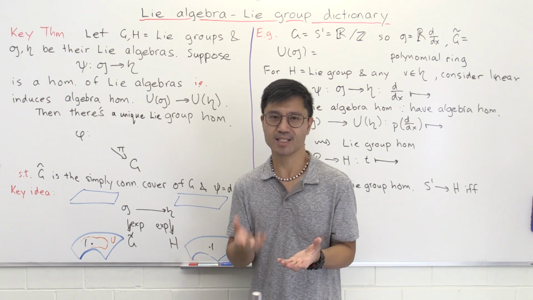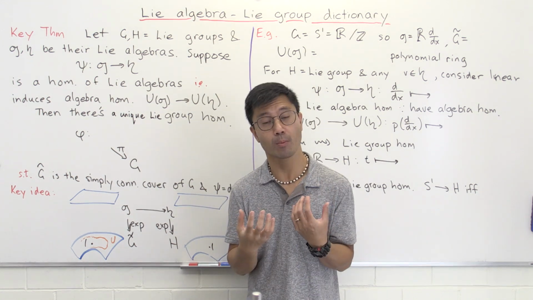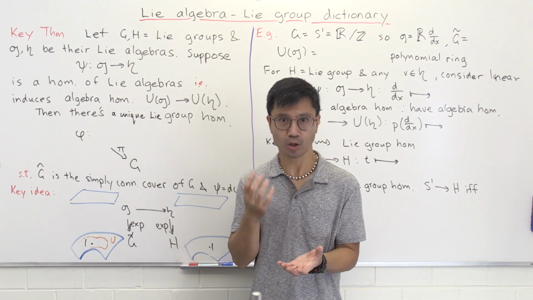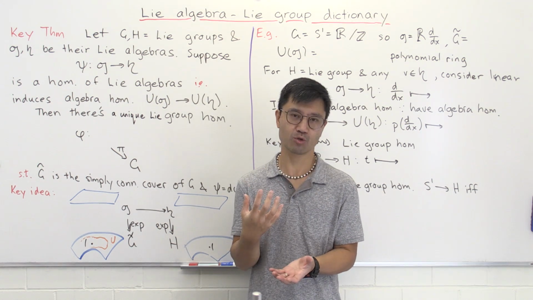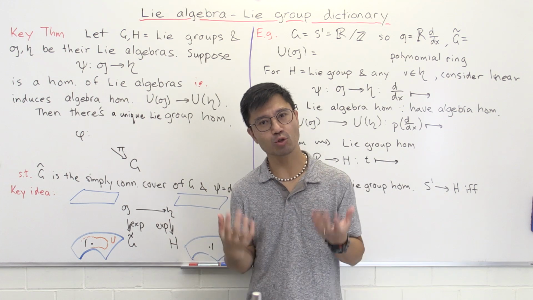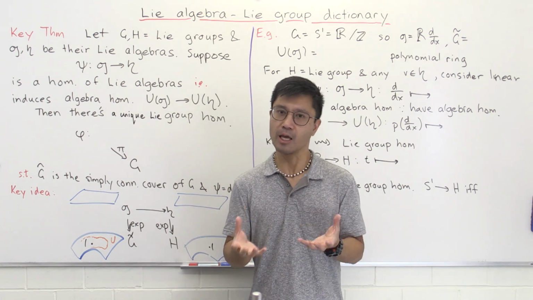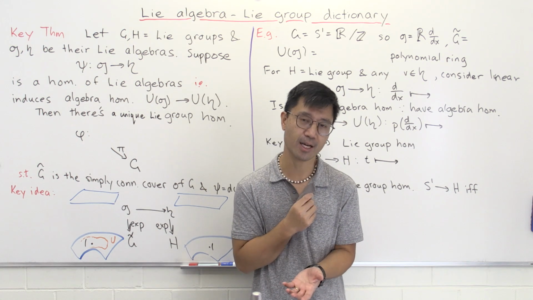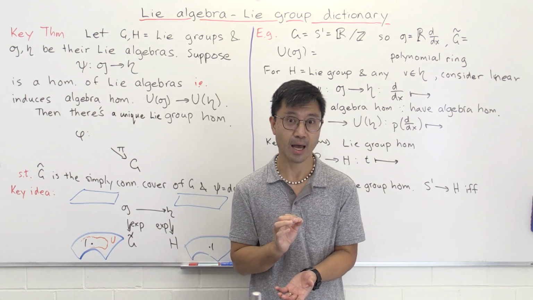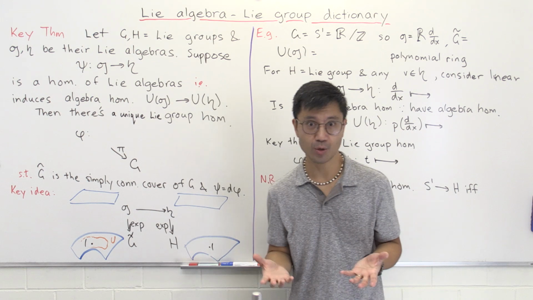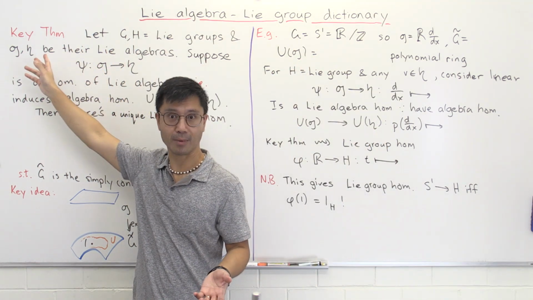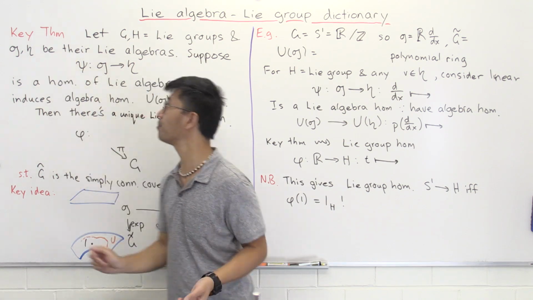The Lie algebra is a gadget which captures infinitesimal information about a Lie group. And that infinitesimal information includes both the geometry and the group structure. It's a natural question to ask, well, if you have that infinitesimal structure encoded in the Lie algebra, how can you use that information to study the Lie group? And that's what I want to show you in this video. The key will be this theorem that I'm going to present to you right now.